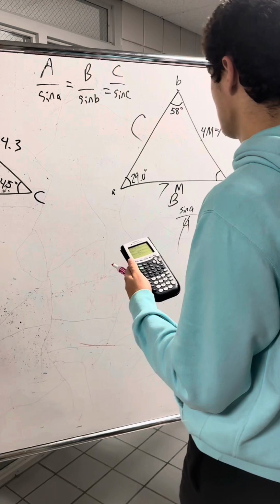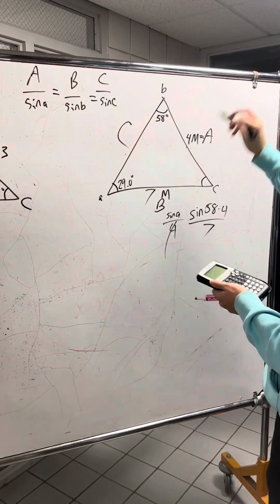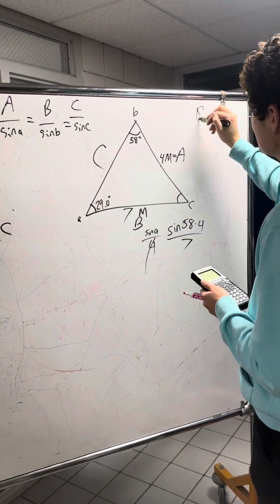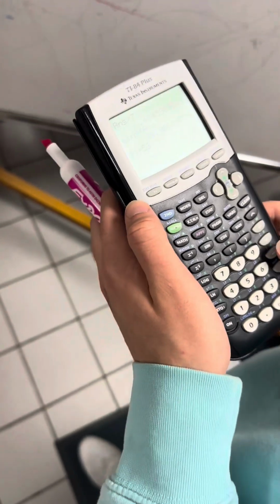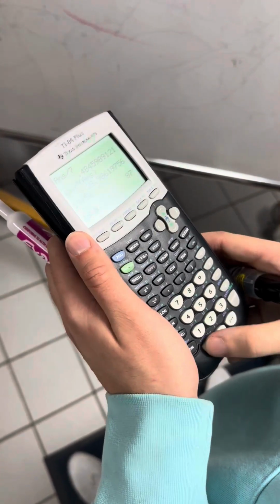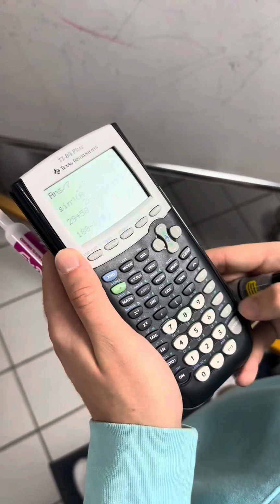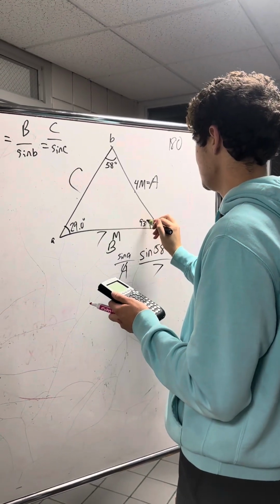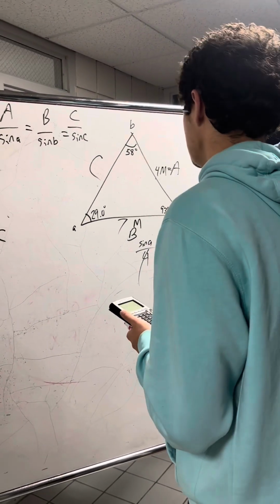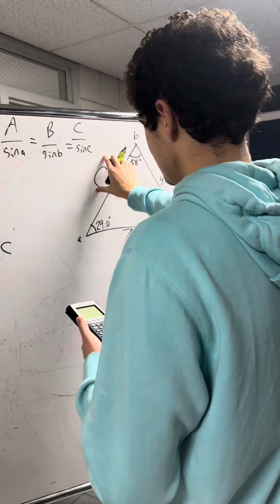So now we have 2 of the angles. All triangles add up to 180. We go 29 plus 58. That equals 87. So 180 minus 87. So the angle C is 93 degrees. Well done. Now we just need side C.